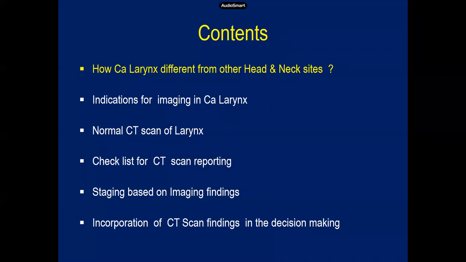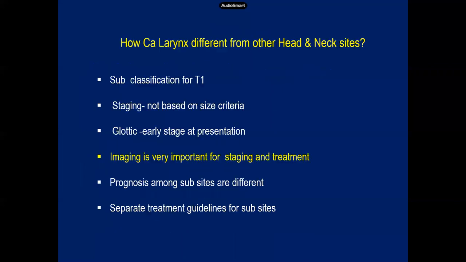That is one. Then this is the only tumor in the head and neck region where you have a subclassification for T1. We have T1A, T1B, and T1C in breast cancer, but we do not have T1A or T1B for oral cancer or, for that matter, oropharynx. Whereas in glottic tumor, we have T1A and T1B.